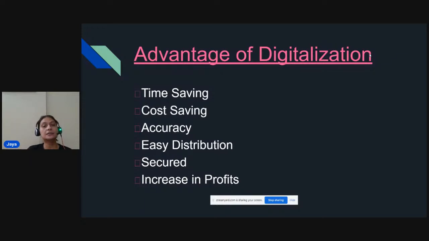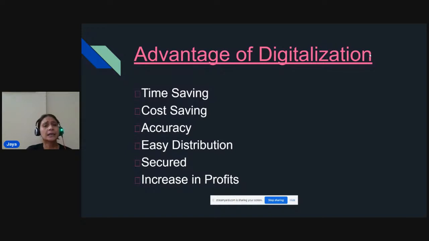Then it is easy distribution. When we need to give all the information about your newly launched product or brand, it can reach people online. It can reach 200 to 300 or more than 300 people, but that is not possible in a traditional method, because you have to print pamphlets and then go here and there to distribute them.